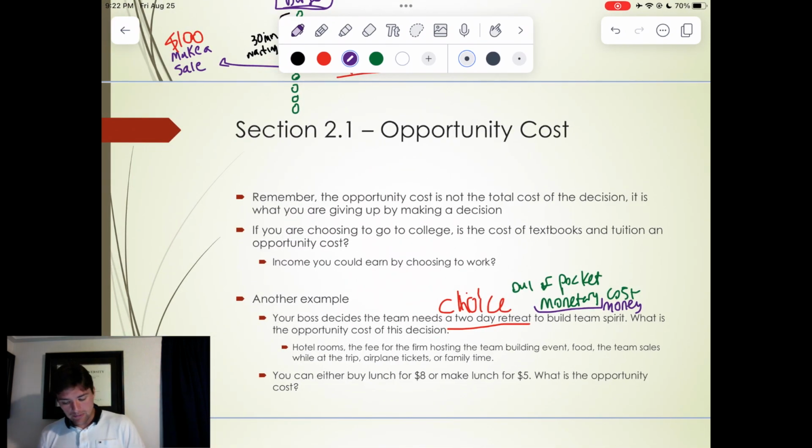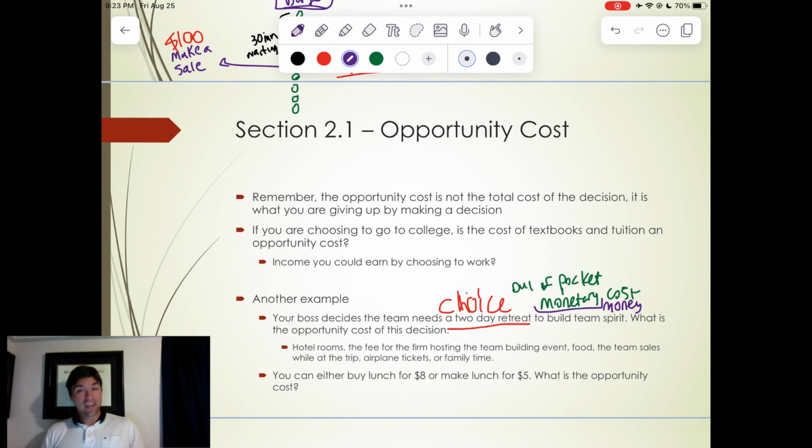not opportunity cost. So hotel room, is that the cost of the retreat? Yes. The fee for the firm hosting the team building event? Yes, because that's what you're going there for. Food. Okay, this is a little bit tricky one, because you're like, well, we could eat there, we could eat here. All right, and I understand that. But in general, you need to pay money for food.